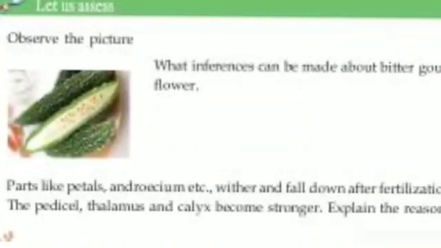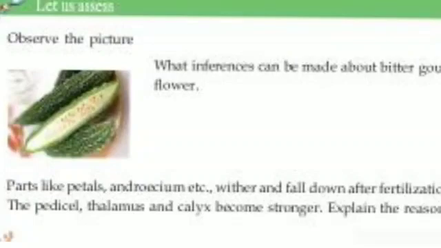Children, next one is let us assess from your textbook. Can you see the picture? It is the picture of a bitter gourd. What inference can be made about the bitter gourd flower? Here in the bitter gourd, both the male part and the female part, that is androecium and gynoecium, are present in the same flower, and this gynoecium will later develop into fruits and seeds. That is what we can know about the bitter gourd.